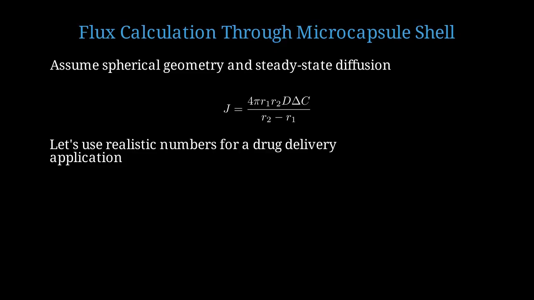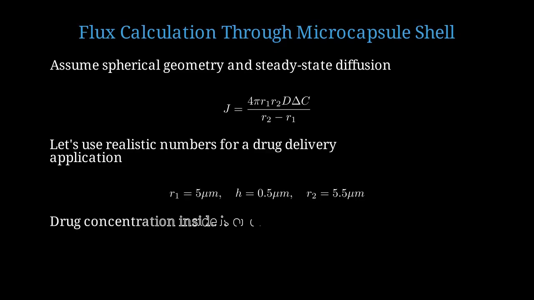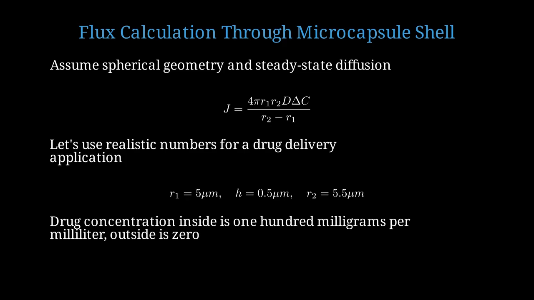Inner radius R1 equals 5 micrometers. Shell thickness equals 500 nanometers. So outer radius R2 equals 5.5 micrometers. R1 equals 5 micrometers. H equals 0.5 micrometers. R2 equals 5.5 micrometers. The drug concentration inside the capsule is 100 milligrams per milliliter, and outside it's essentially 0 as the drug is rapidly cleared.